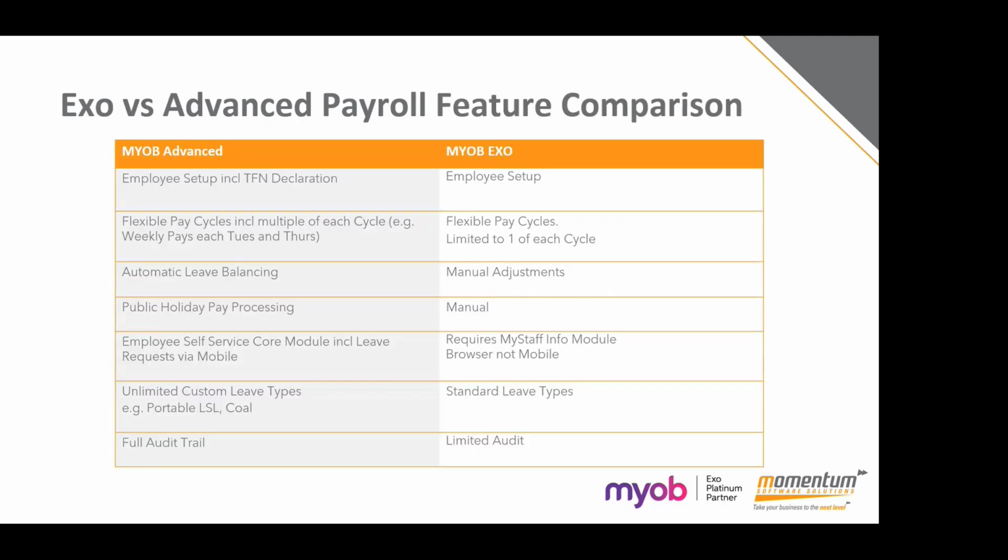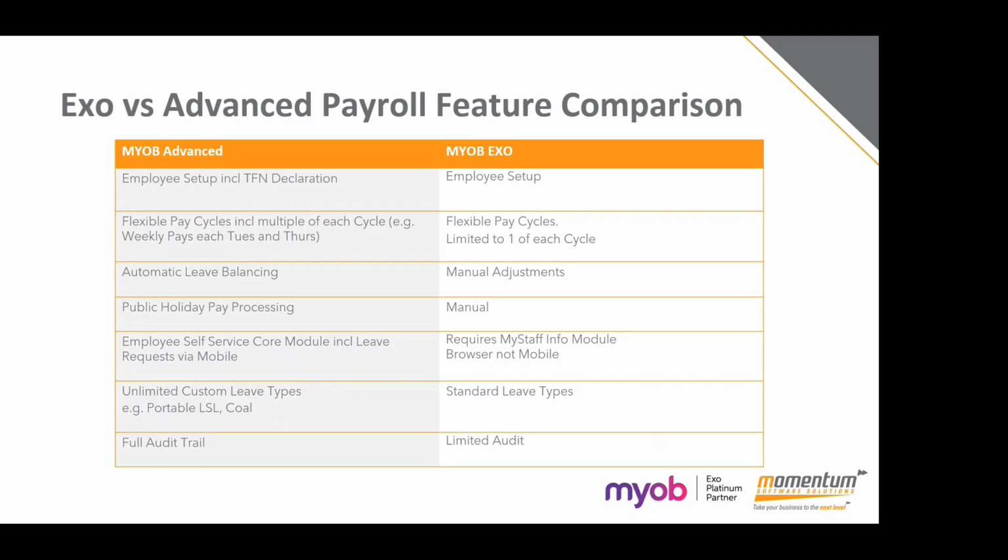Next slide. So, Exo versus Advanced Payroll feature comparisons. You've got employee setup with the TFN declaration to the ATO, which is now automatic in Advanced. You've got flexible pay cycles. In other words, you can have many different pay cycles: weekly, a Monday or Thursday pay cycle, the monthly one, the fortnightly one, and so on and so forth. Whereas in Exo, it's just limited.